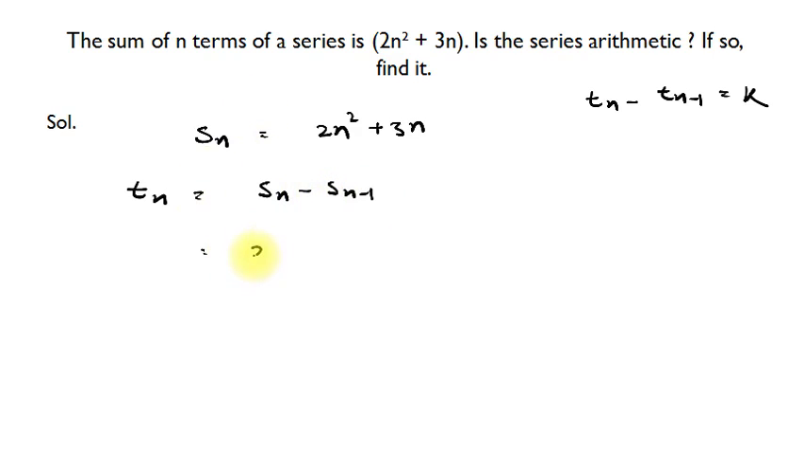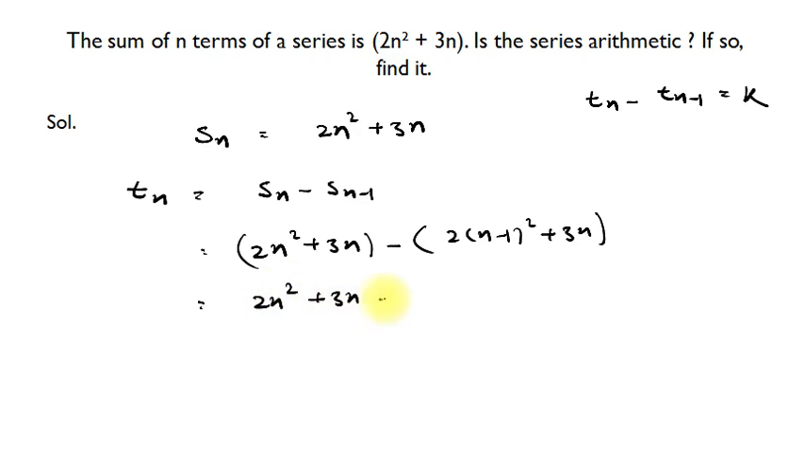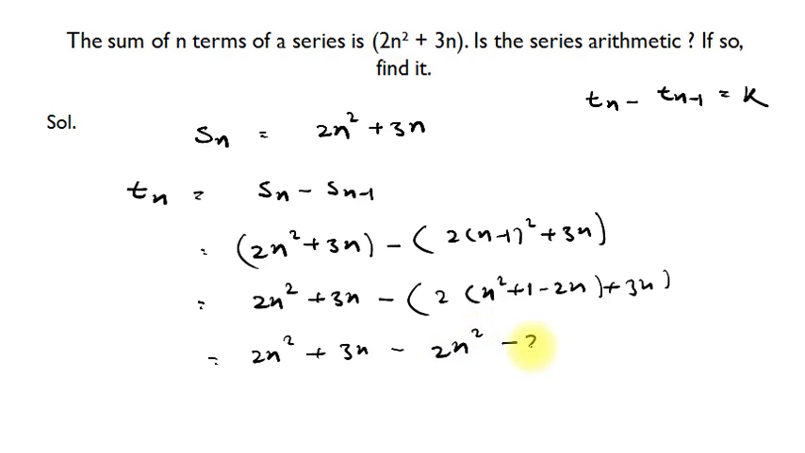So we have Sn is equal to 2n square plus 3n, and if we subtract Sn minus 1, that is 2 into n minus 1 square plus 3 into n minus 1, we get tn. Now expanding this, we can write 2n square plus 3n minus 2 into n square plus 1 minus 2n, minus 3n plus 3. So we have 2n square plus 3n minus 2n square, plus 4n, minus 2, minus 3n, plus 3 and minus 3. 2n square cancels out with 2n square, 3n cancels out with 3n, and we get the value of tn, and this is equal to 4n minus 2.